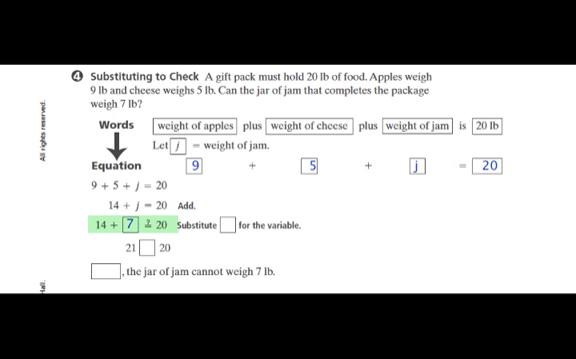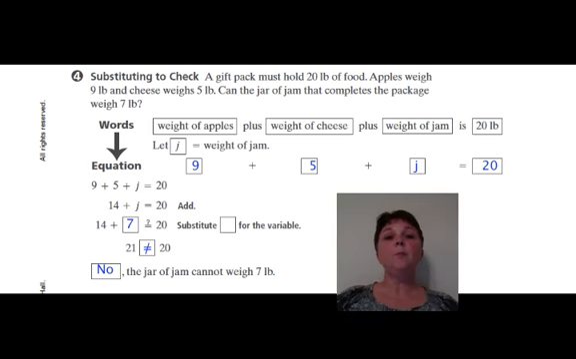Does 14 plus 7 equal 20? We're not sure, so we have our question mark there. Well, 14 plus 7 is 21. So 21 does not equal 20. So no, the jar of jam cannot weigh 7 pounds. Pause the video if you need more time to copy down the notes, and don't forget, you have to have a question written down because I'm going to be asking for it in class.